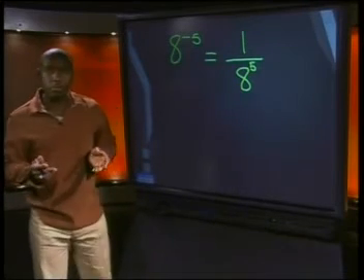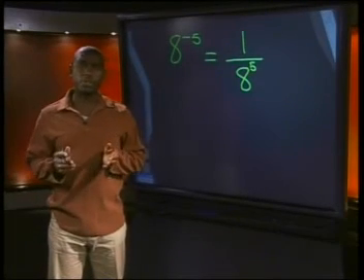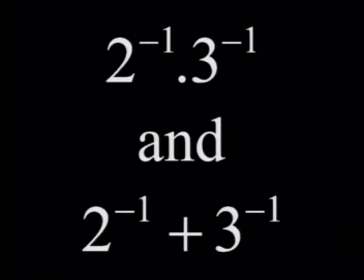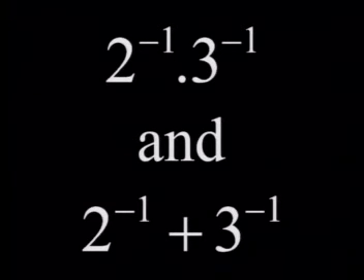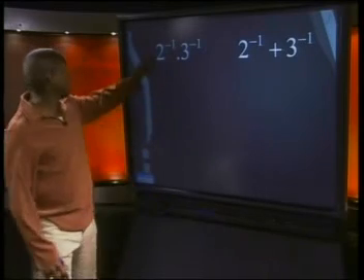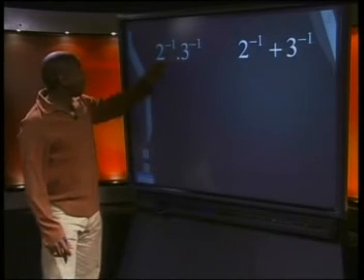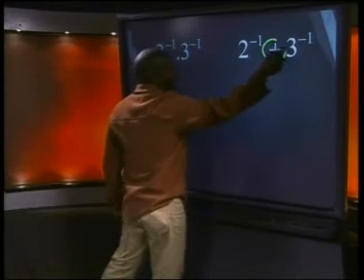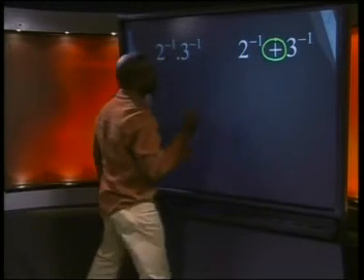Right, let's move on to some calculations with negative exponents. Is there a difference between 2 to the negative 1 multiplied by 3 to the negative 1 and 2 to the negative 1 plus 3 to the negative 1? Right, here we're multiplying powers with negative exponents, whereas here we're adding powers with negative exponents.